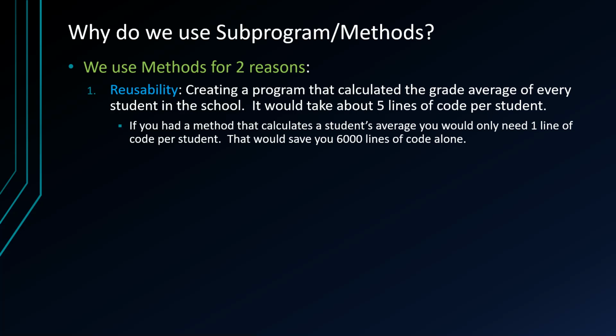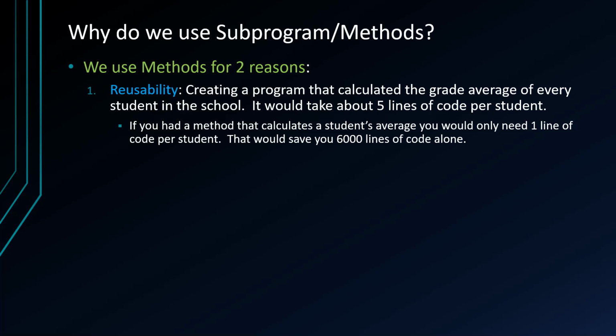The parameters being the student's marks, and the work being that it calculates those averages. And that's fine. So instead of having 7,500 lines of code in our main program, we're going to have 1,500 lines of code, because we're only going to call that method one time for every student. And then for every one of those times, it's going to jump over to the code and do all 5 lines.